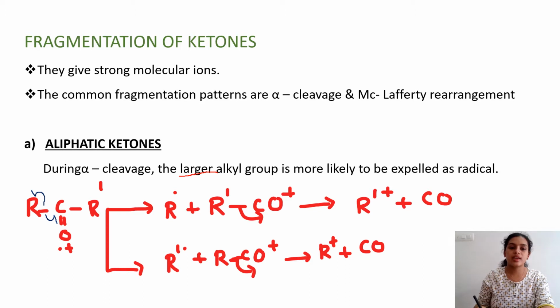The second cleavage could be from this R dash side to give you R dash dot and RCO plus fragment, and that could again fragment to R plus and carbon monoxide. This is the alpha cleavage.